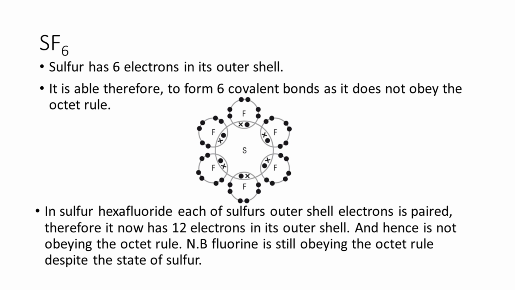Let's look at an example. Here we have sulfur hexafluoride. This is an octahedral molecule with a bond angle of 90 degrees, and the sulfur atom within this molecule does have an expanded octet. Sulfur usually has 6 electrons in its outer shell, therefore it is able to take part in 6 covalent bonds as it does not obey the octet rule. In sulfur hexafluoride, each of sulfur's outer shell electrons is paired, therefore it now has 12 electrons in its outer shell. Something to be noted though about sulfur hexafluoride is that fluorine is still obeying the octet rule.